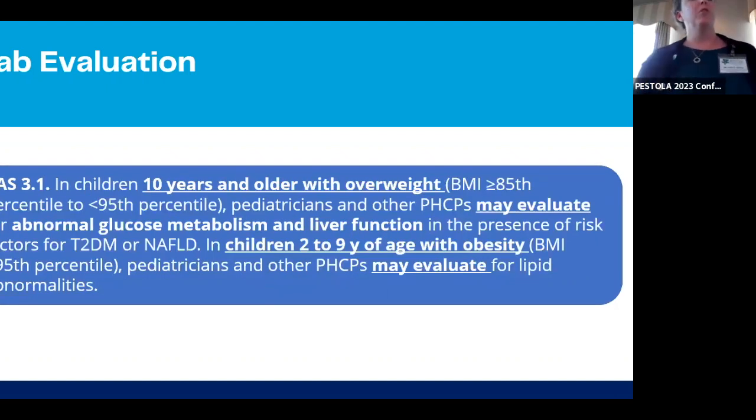Key action statement 3.1 focused more on evaluation for children 10 years and older with overweight, looking for abnormal glucose metabolism and liver function, in the presence of risk factors for type 2 diabetes and NAFLD. So it was a little bit more conservative, but it's also in line with the ADA and the NASH-BGAN guidelines.